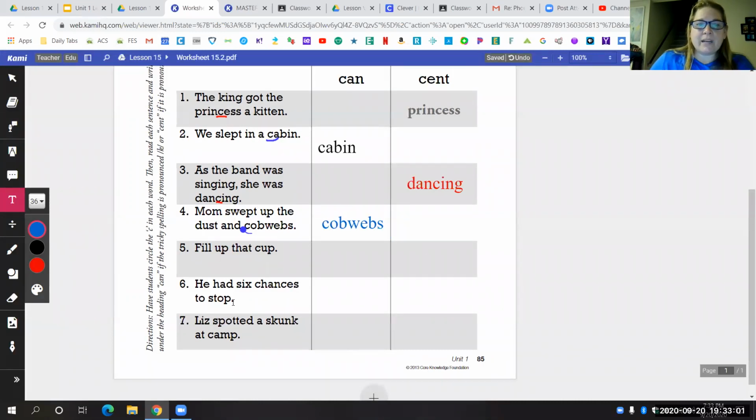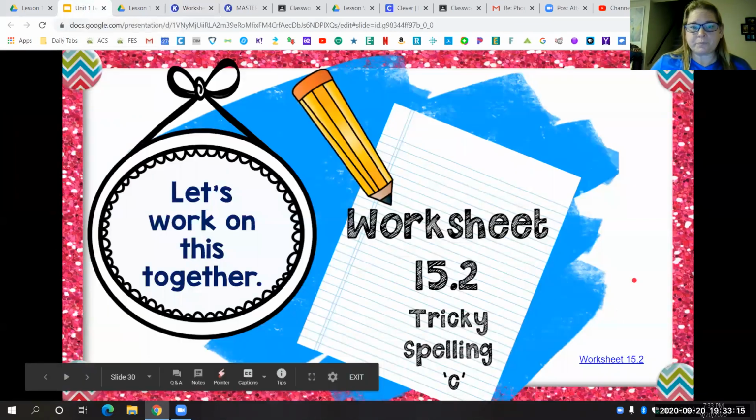So there are 3 more for you to do. Fill up that cup. He had 6 chances to stop, and Liz spotted a skunk at camp. So you're going to do those 3 on your own today, okay? If you haven't already done it.